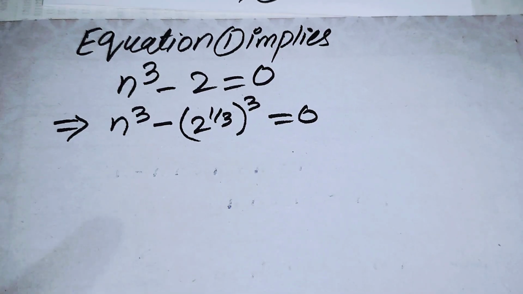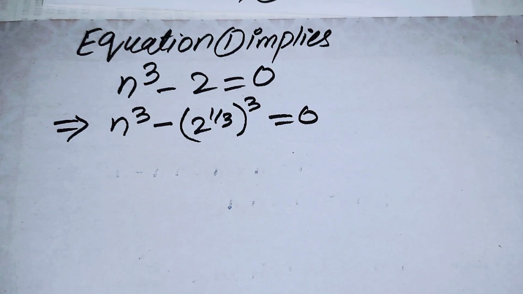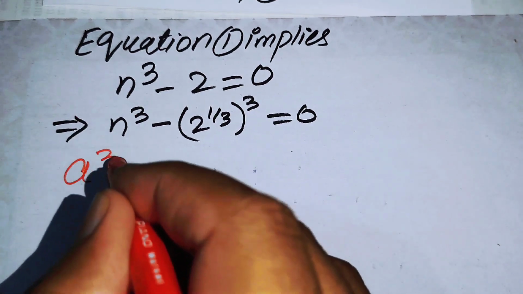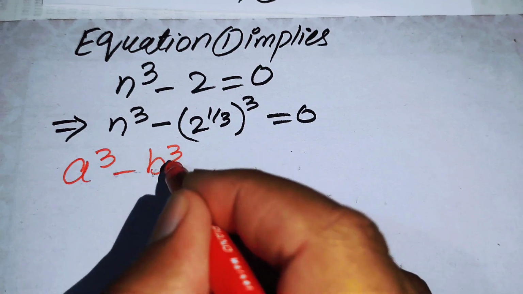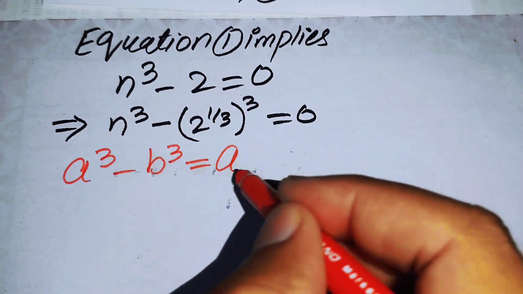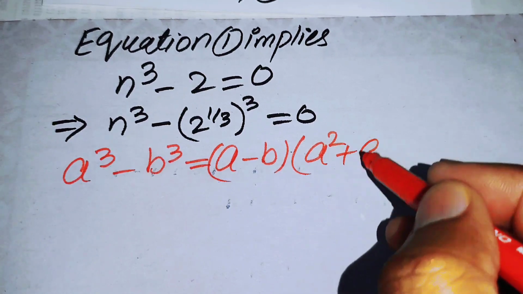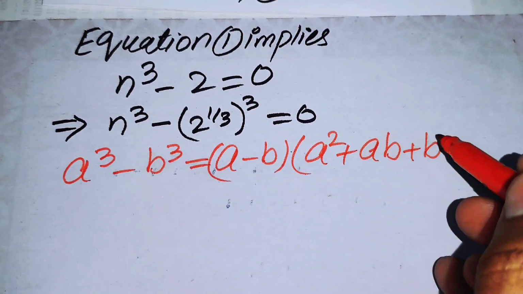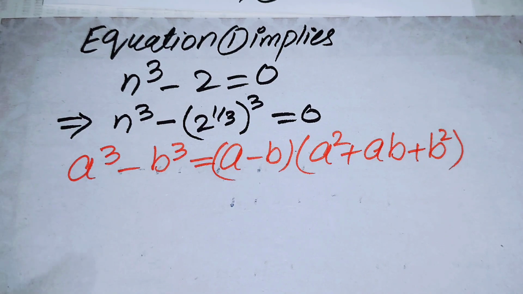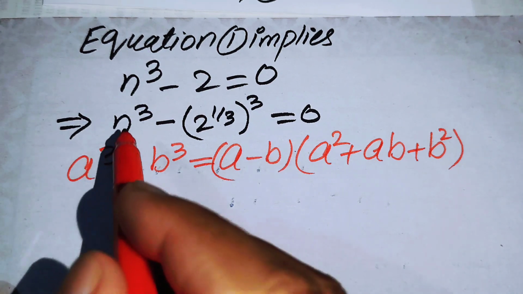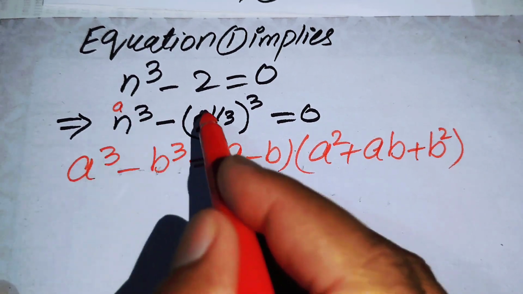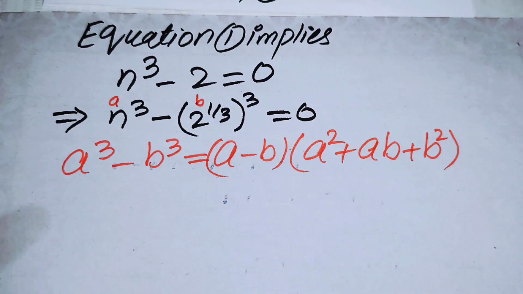So now here you focus on this term, and it becomes the nice cubic formula. You know that a cubed minus b cubed is equal to a minus b times a square plus ab plus b square. So now I can apply this formula, and here the value of a is n and the value of b is 2 to the power of 1 over 3.